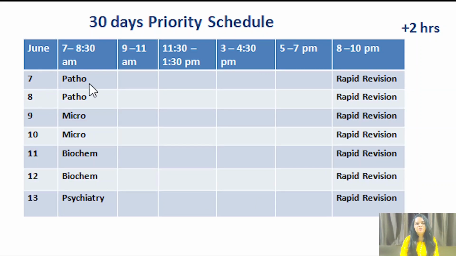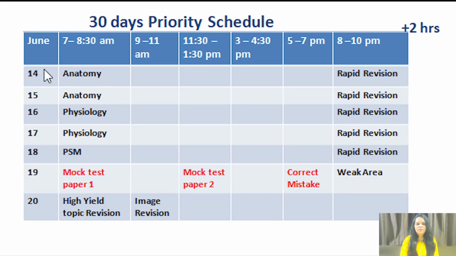On 7th and 8th, you can study pathology. 9th and 10th, you will study microbiology. 11th and 12th, biochemistry. And on 13th, psychiatry. From 14th June, you will study anatomy and you will be able to complete it by 15th June.